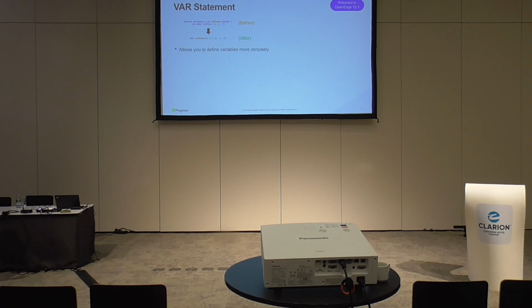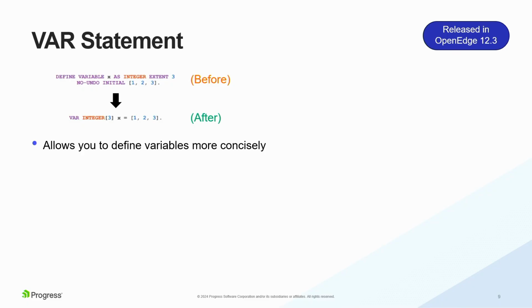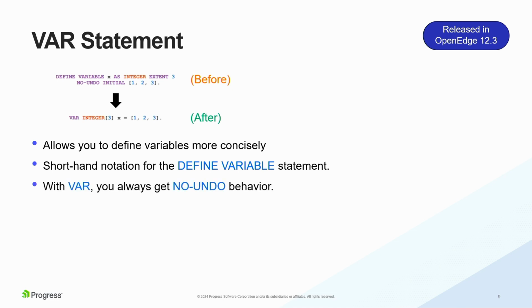You can see by this that the VAR statement alone just introduces a more concise, more compact way of defining variables. It's shorthand notation for the DEFINE VARIABLE statement, so no longer do you need to add in DEFINE VARIABLE. You get it with just adding VAR. With VAR, you also get the no undo behavior. As you know, the undo behavior comes with overhead. It slows your application. So with VAR, you get the no undo behavior.